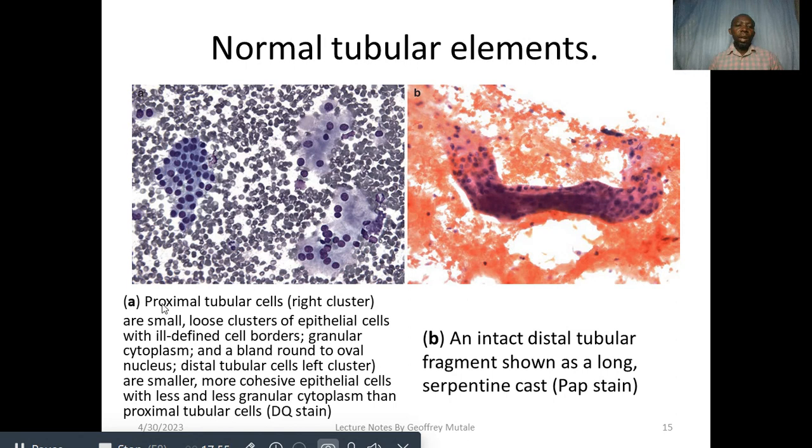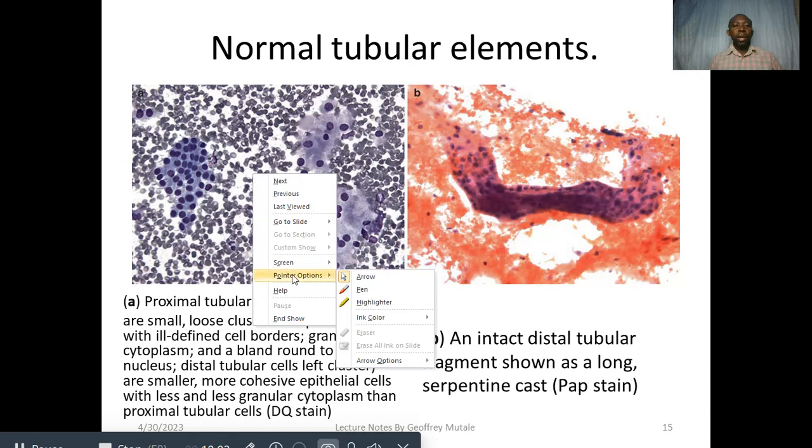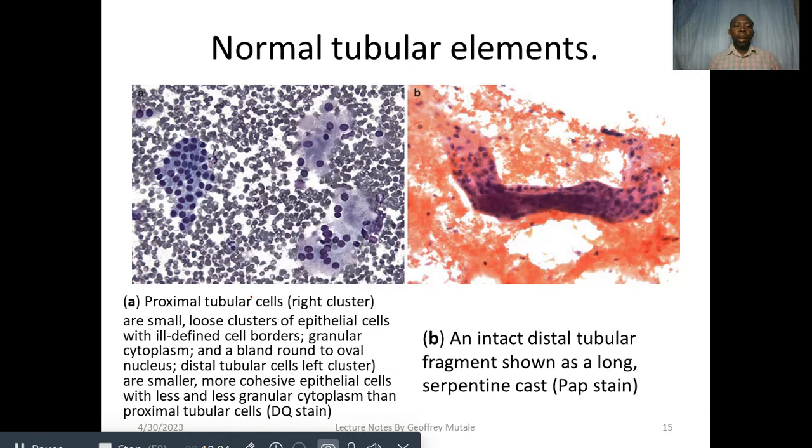So still looking at the normal tubular elements, we have another image here, and in A we can have a look at the proximal tubular cells, which are on the right, and this is the cluster. Actually, if I can again get the pointer, on the right we have a cluster here, and this is what we are referring to, where we have small loose clusters of epithelial cells with ill-defined cell borders. They have a granular cytoplasm and bland round to oval nuclei.